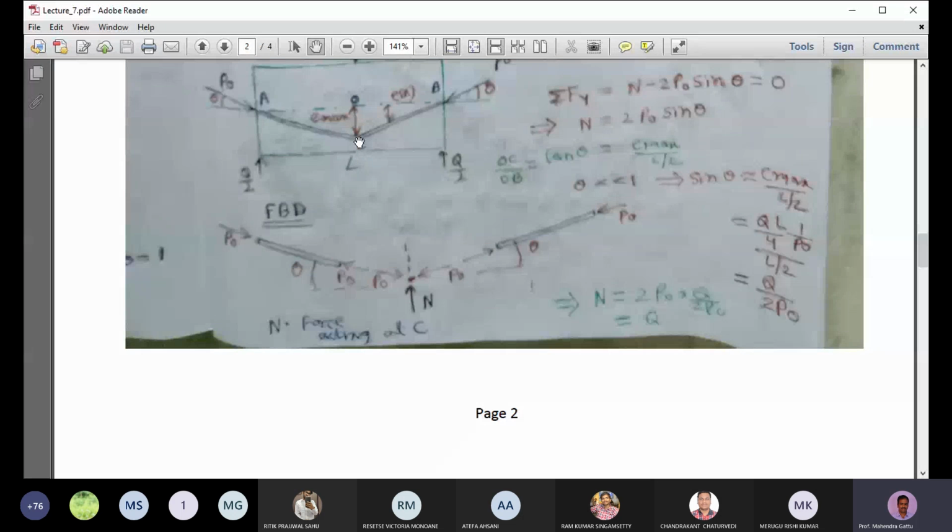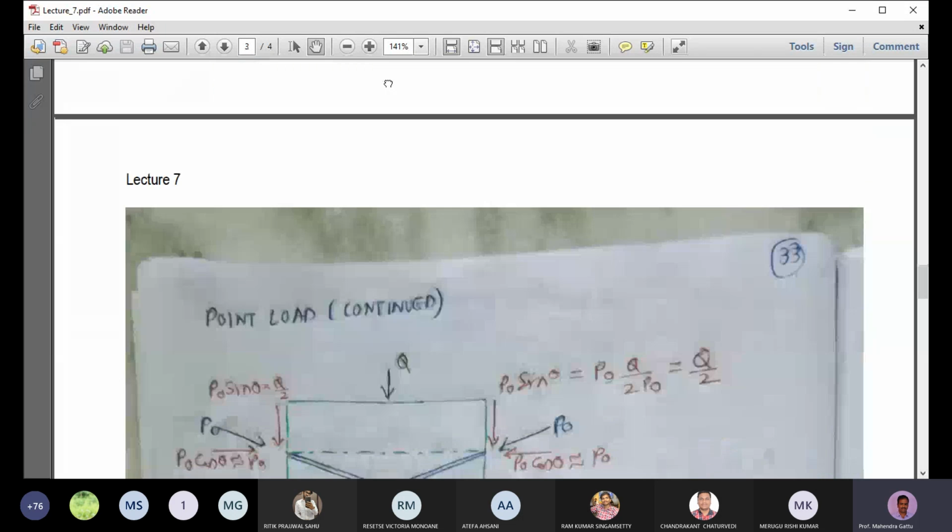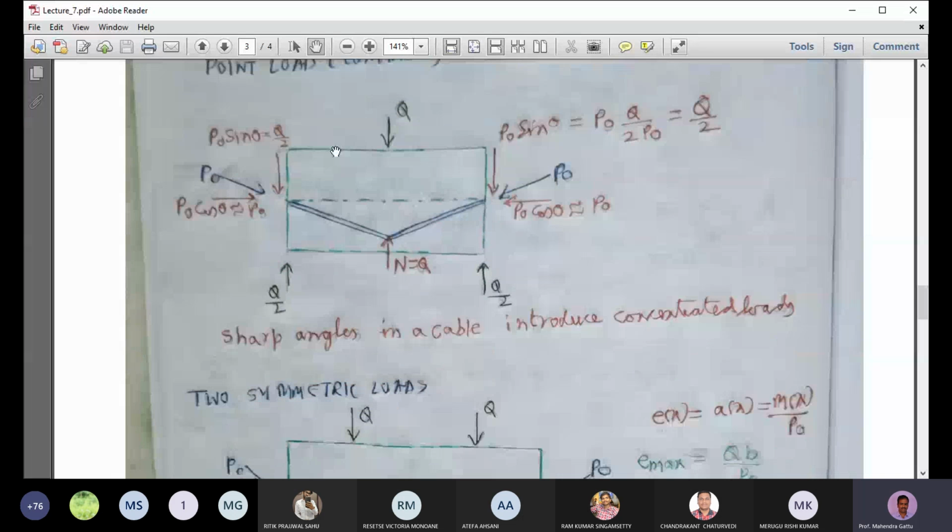So we can plot the profile here of the point load system. So we have our beam, and we have that cable. At the joint C, we have the force Q acting in the upward direction. And here we have found the theta value, it is Q by 2 P naught. And if you find the horizontal component, it will be P cos theta, vertical component is P sin theta. Since theta is very small, cos theta you can approximate as 1, and P cos theta will be P naught. And vertical component is P naught sin theta. So P naught sin theta is P into Q by 2P.